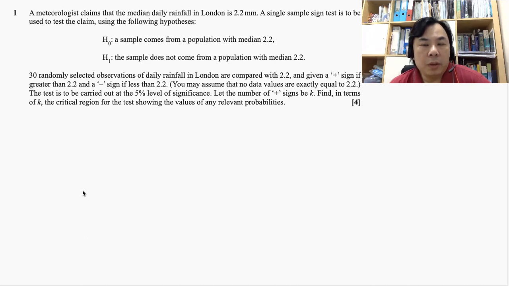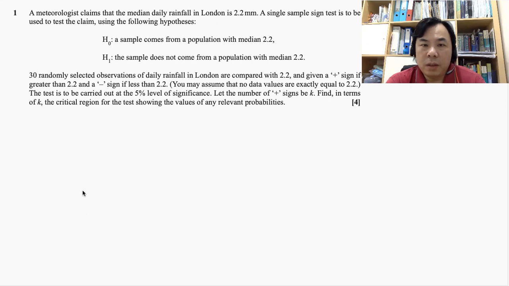Now, in order to carry out this test, a sample of 30 observations of the daily rainfall has been randomly collected in London, and this sample is compared with 2.2 and given a plus sign if it is greater than 2.2 and a negative sign if it's less than 2.2. You may assume that no data values are exactly equal to 2.2. The test will be carried out at the 5% level of significance.